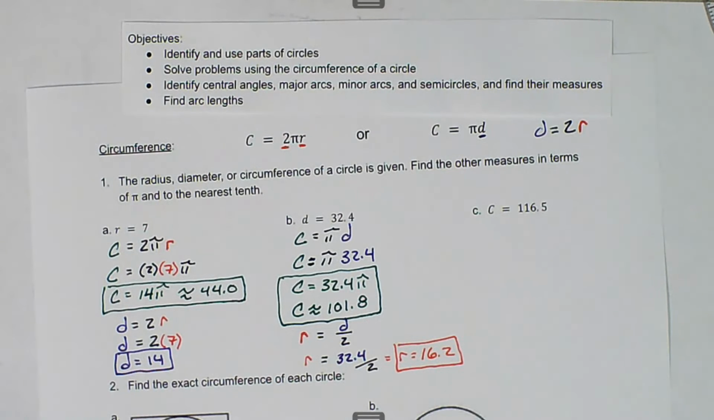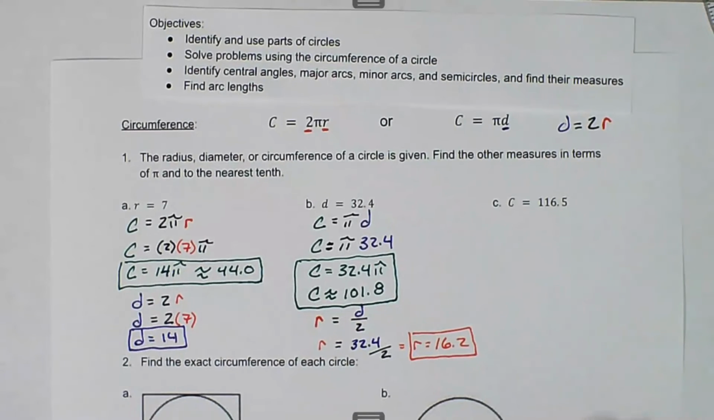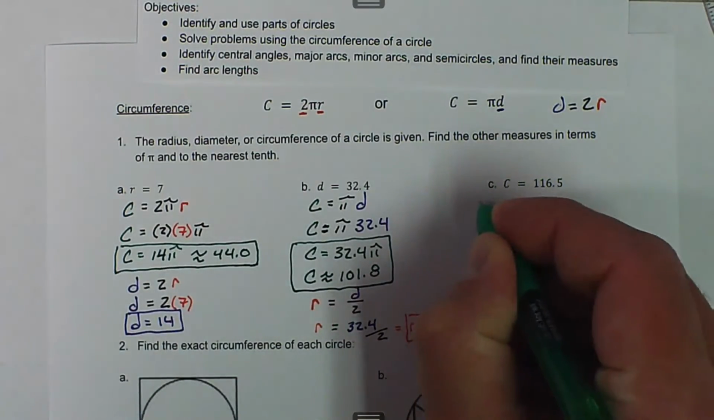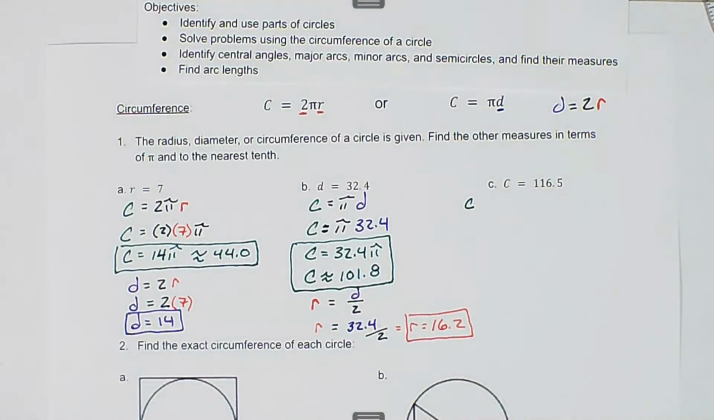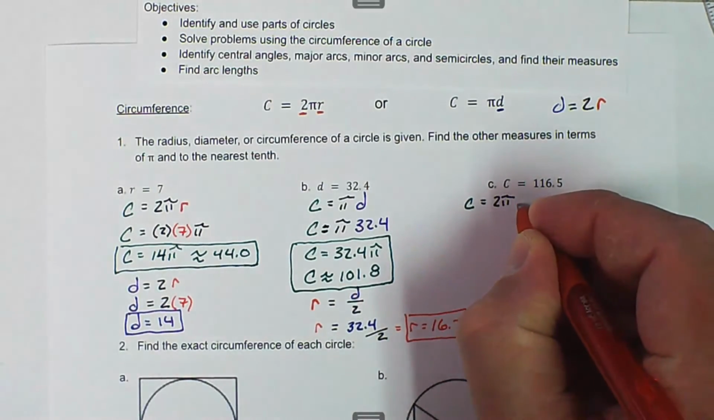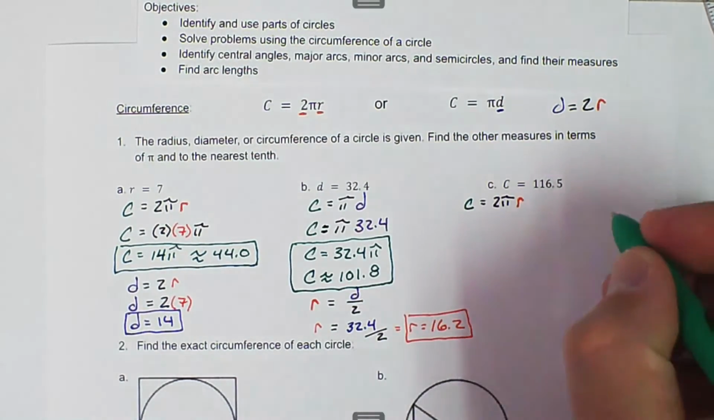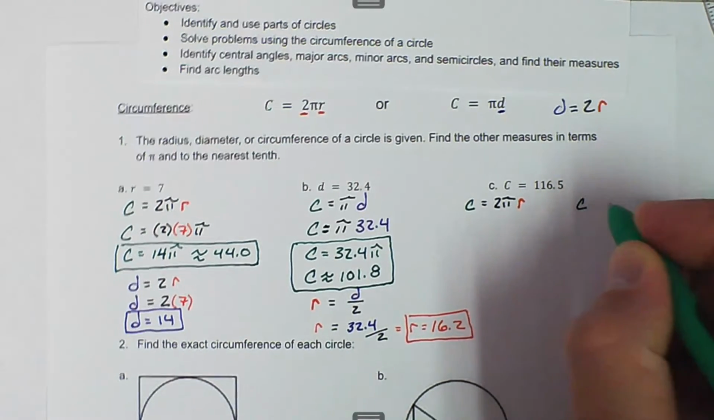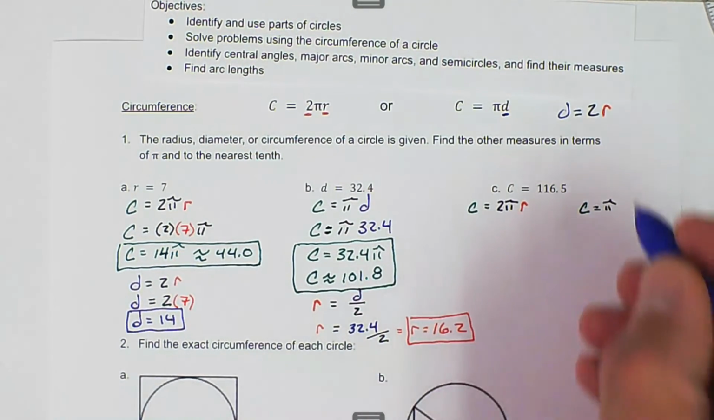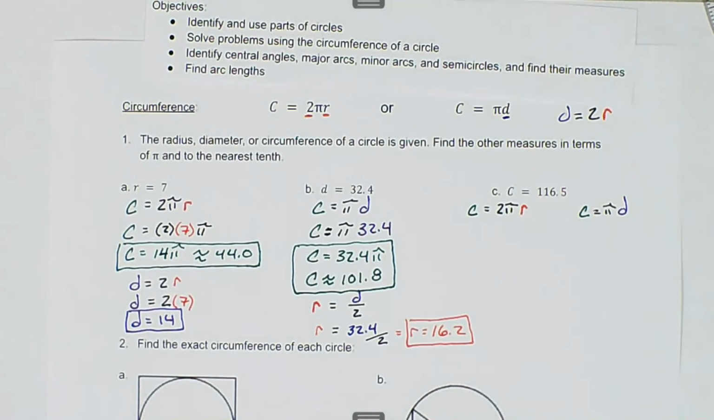The next one, we're given the circumference, and we have to calculate our radius and calculate our diameter. So there are two equations that we can use. We can use our radius equation, which means that the circumference is equal to 2 pi times r. And the other is we can use the circumference is equal to pi d. And we can substitute the values in that we know and solve both of those equations.